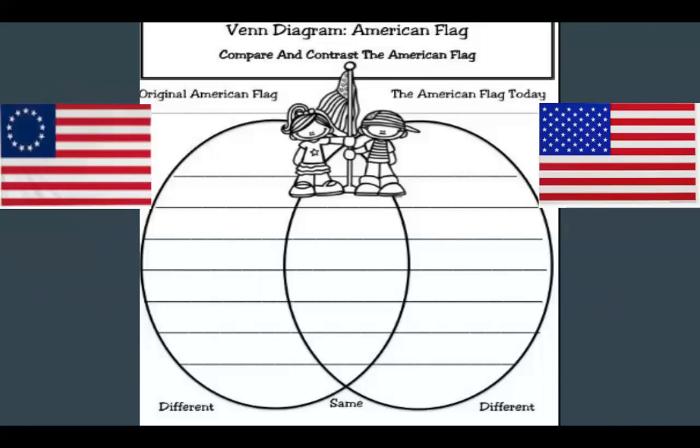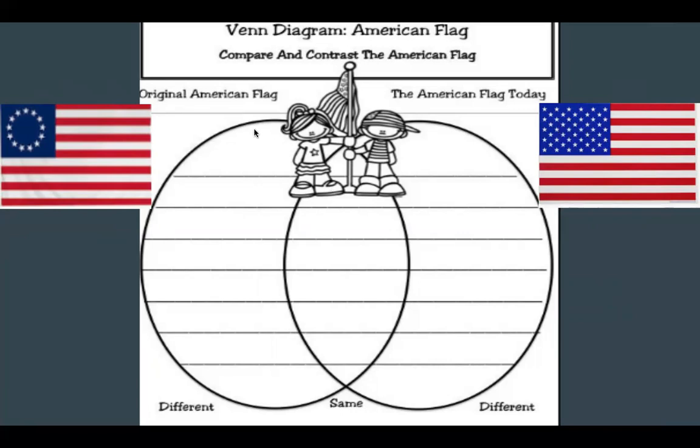So our goal today was I can compare and contrast. So we are going to be comparing and contrasting Betsy Ross's flag, which is over here. It's called the original American flag. And then our current American flag today. And here's a picture of that.